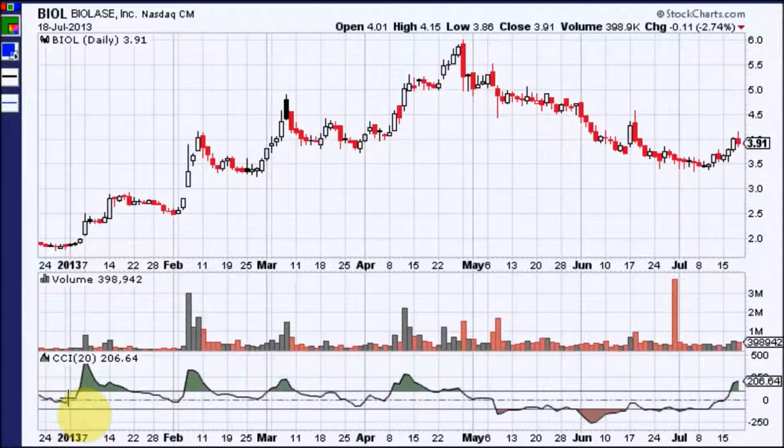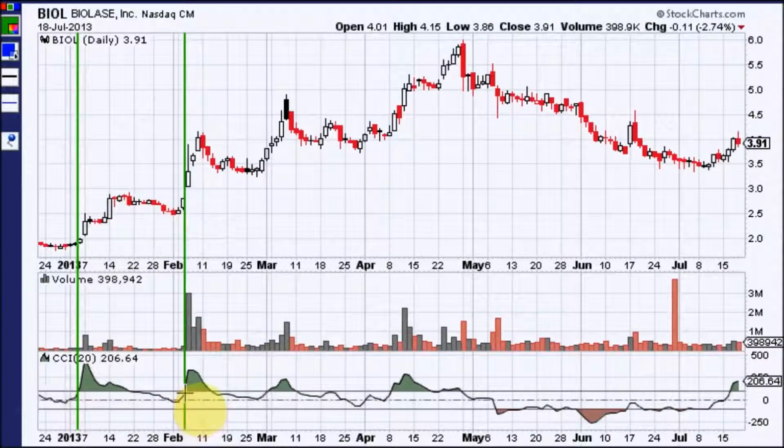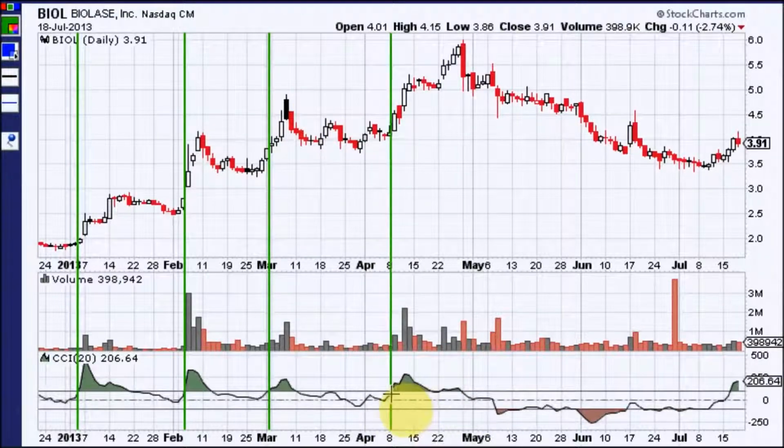And here's another great example, multiple times. CCI goes down, bounces off the zero line, crosses up through plus 100 right there, and the stock takes off. It bounces off the zero line again, crosses up through the plus 100 line, and the stock takes off. Same thing here. Bounces up off zero, crosses up through plus 100, and the stock goes up. One more time. This time it went below zero, but when it did finally cross back up through the plus 100, the stock took off.